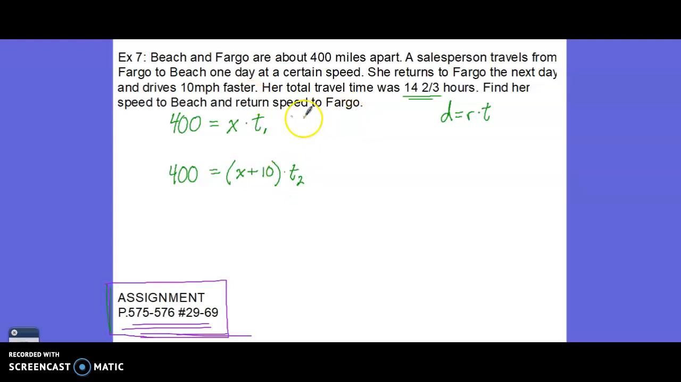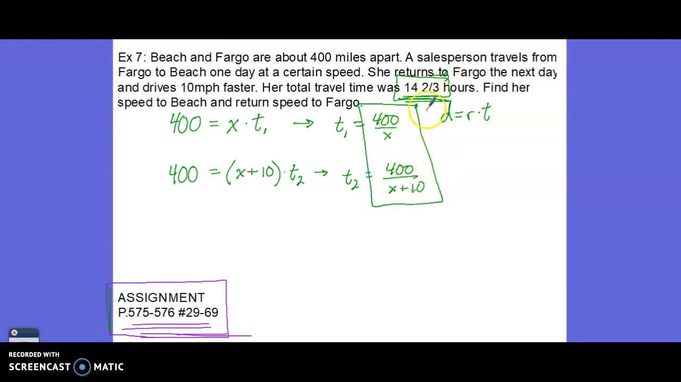So as we look at the two values then, what we can establish is that the first time would be, if I'm just solving for t1, so I'm dividing by x, and same thing with this one, t2 would equal 400 divided by x plus 10. And we know this fact right here, that the total time for these two things needs to add to equal that. So 400 divided by x plus 400 divided by x plus 10.